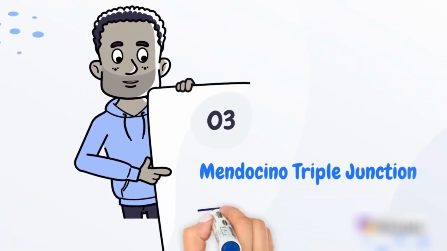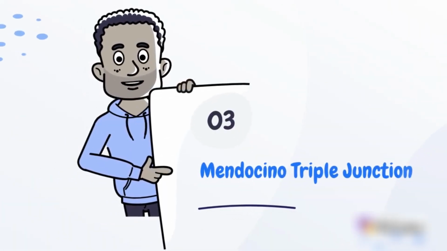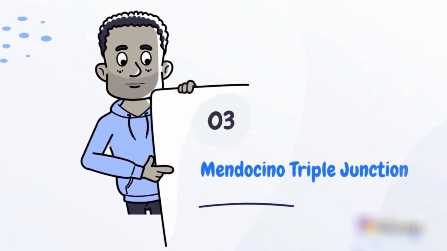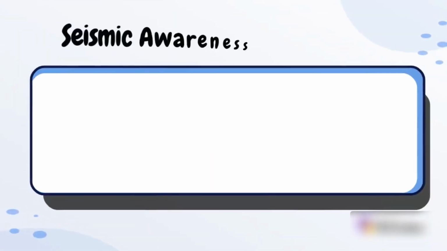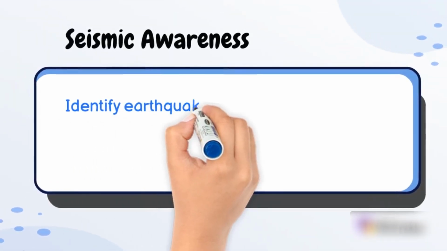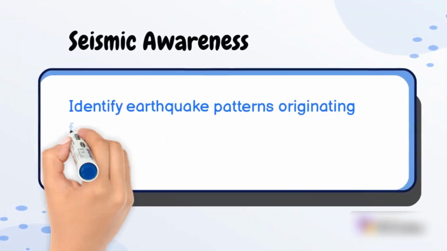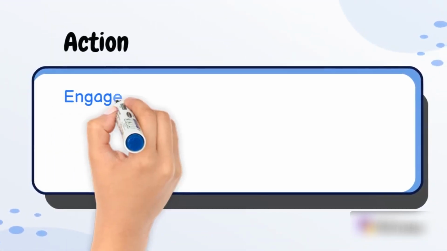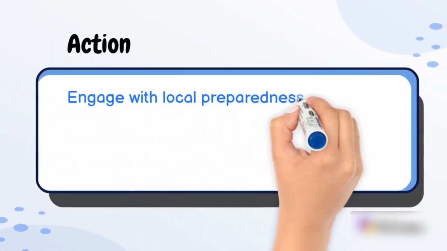The Mendocino Triple Junction is pivotal in understanding seismic risks. Seismic awareness: identify earthquake patterns originating from this junction. Action: engage with local preparedness resources to stay informed.